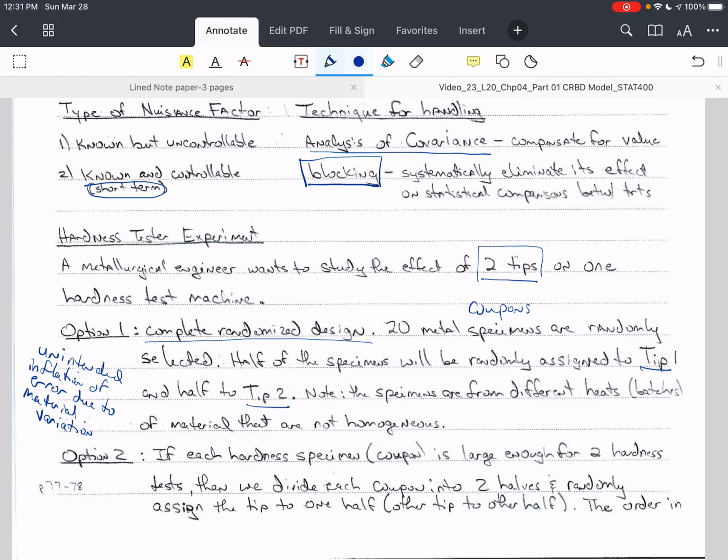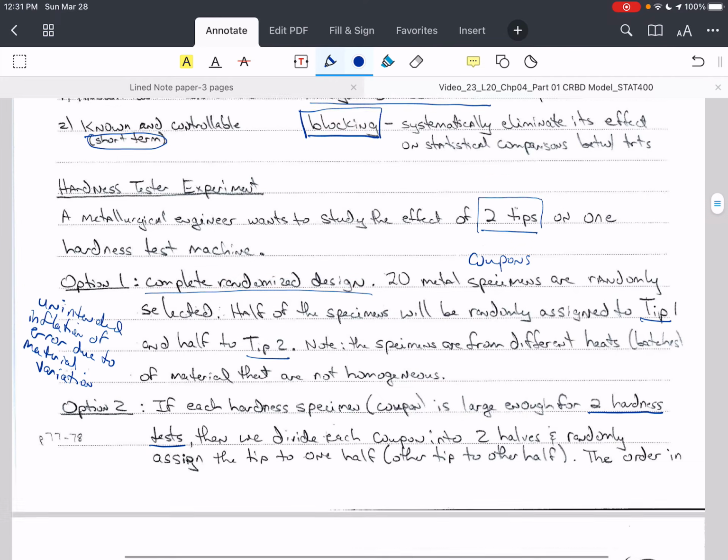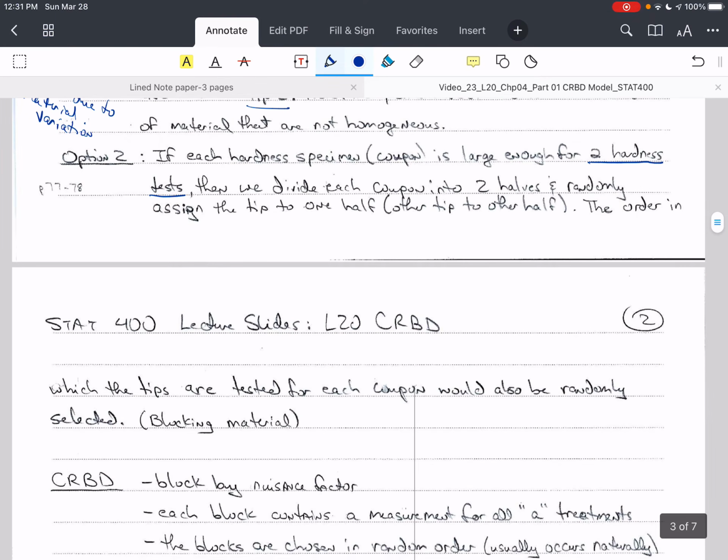So our other option is, if we have the hardness coupon large enough to handle two different hardness measurements, then we would divide the coupon into two halves and randomly assign one tip to one half, and the other tip then would go to the other half. All right. And the order in which the tips are tested for each coupon would also be randomly selected. And what we're doing here is blocking out the material variation.